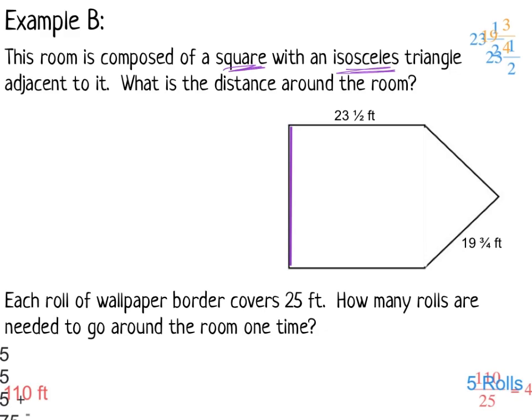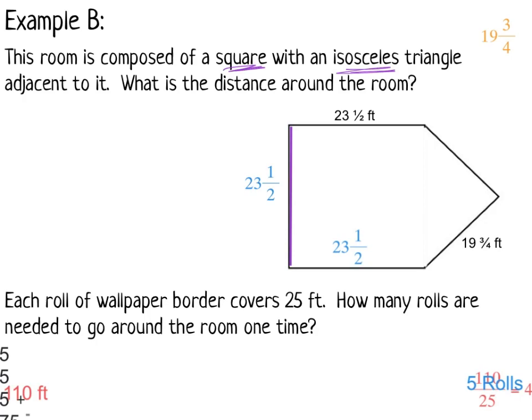So first we've got to figure out how much distance is around the room, and then we've got to figure out how much wallpaper we're going to need. So here I don't have very much to work with. I only have 23.5 feet and 19 3/4 feet. But luckily, the problem gave me some information to work with. So it tells me that I have a square. And since I know squares have equal sides, I know that all the sides of my square can be 23.5 feet. So this side is 23.5 feet, and this side is 23.5 feet, because all squares have equal sides.